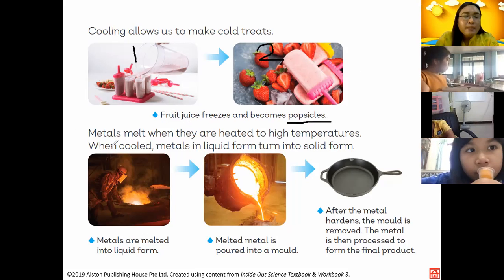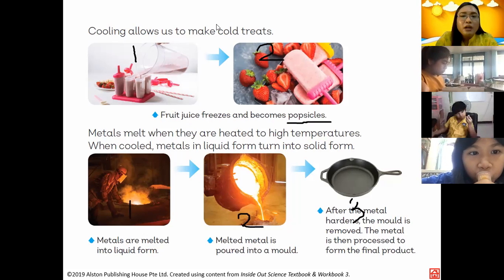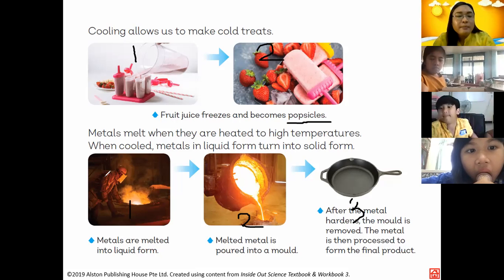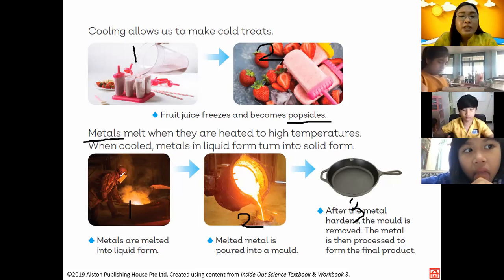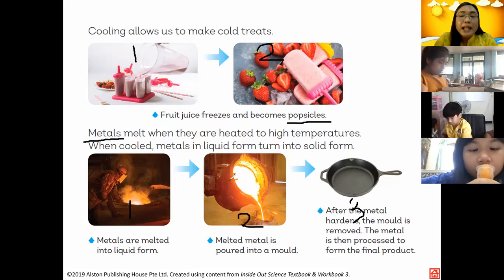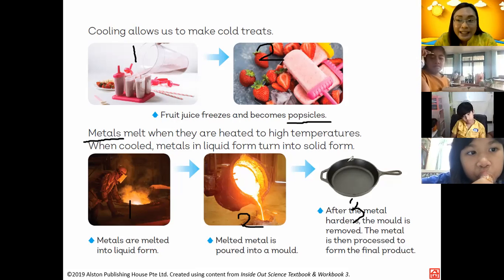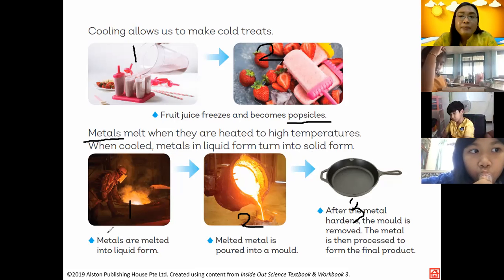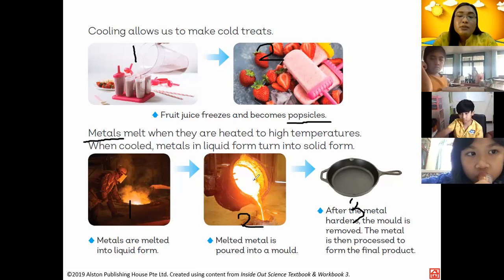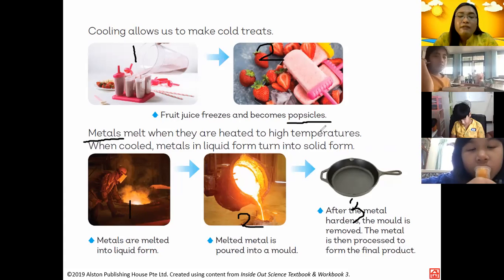And then here we have three pictures. Picture one, picture number two, and picture number three. All right, here, metals melt when they are heated to high temperatures. When cold, metals in liquid form turn into solid form. So when you heat the metals, they will become liquid. And if you let the metal cool, it will become solid. Again, if the metals are melted, they become liquid, just like this. And if you cool the metal, it will become solid and take shape like this if you have a template or mold.